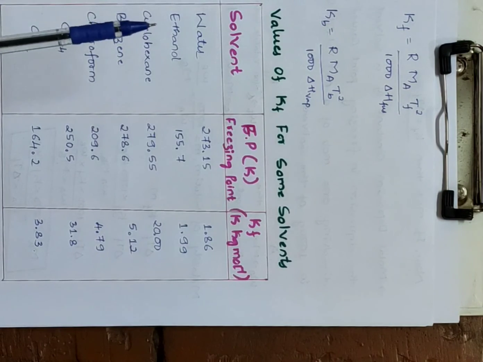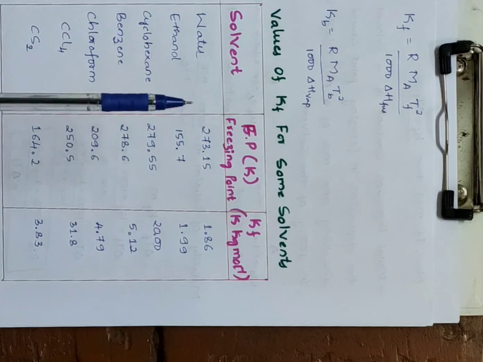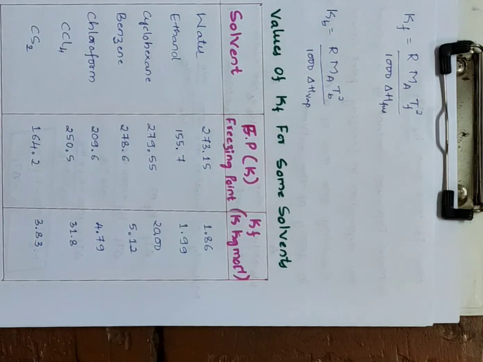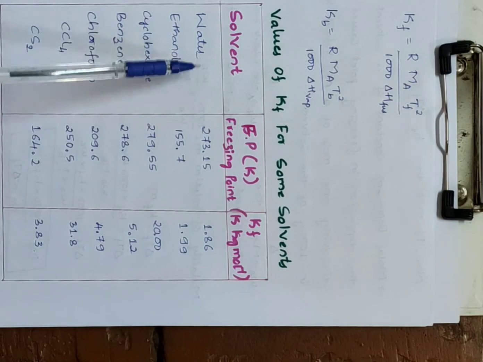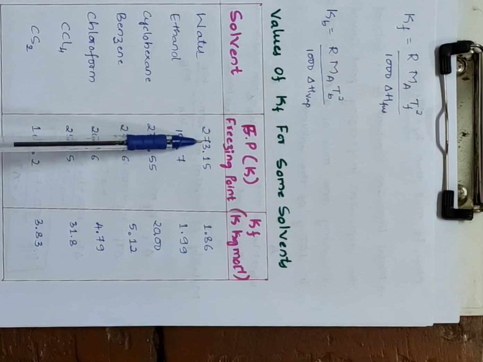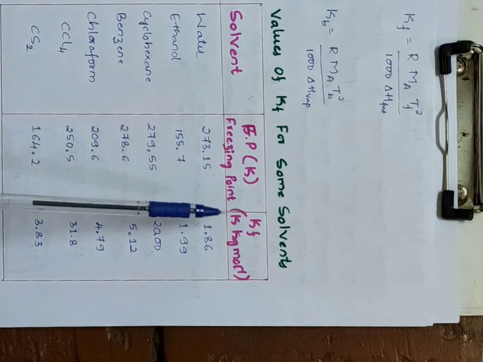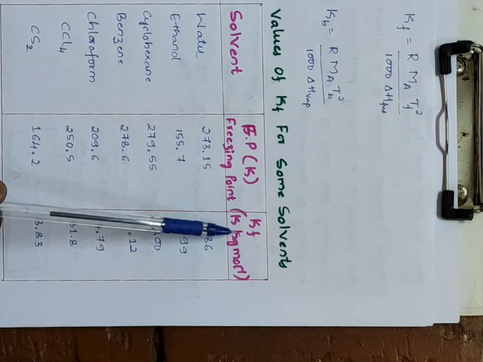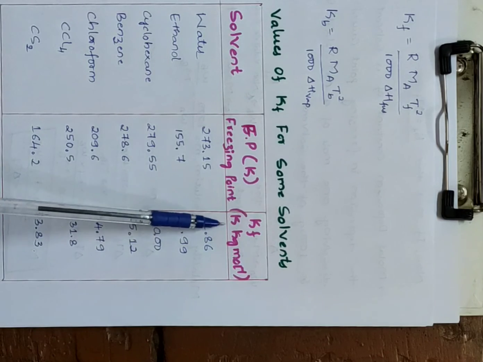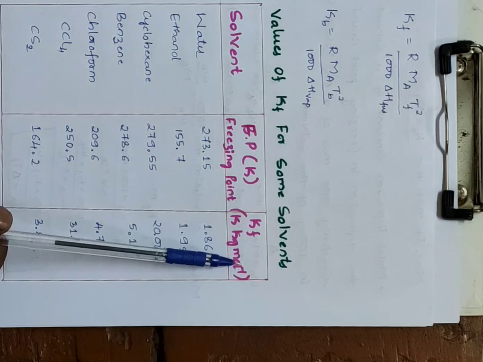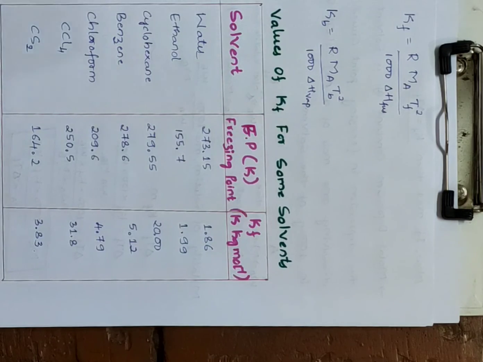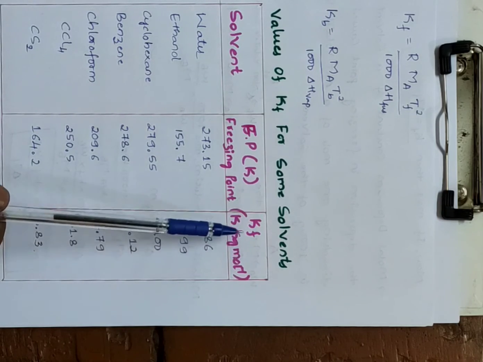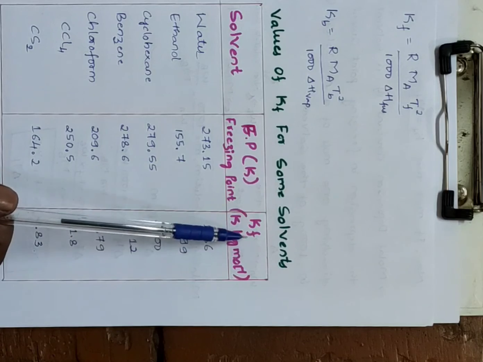Here are some of the values of the molal depression constant for some solvents. Water freezes at 0 degrees Celsius, that is 273.15 Kelvin, and its KF value is 1.86. The unit of KF is Kelvin kg per mole, and the unit of KB is also Kelvin kg per mole.